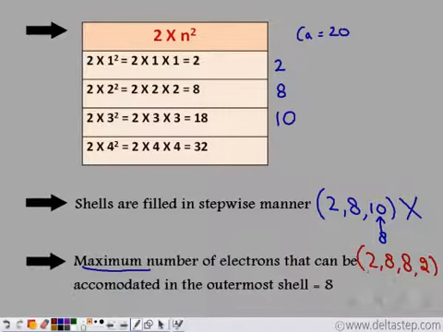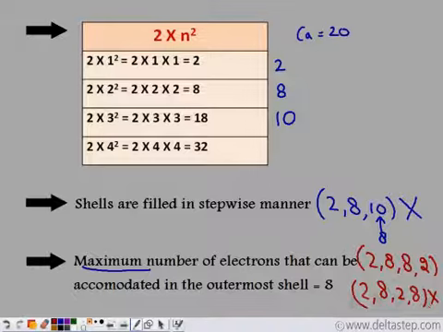Remember, we do not write 2, 8, 2, 8. Why? Because this is wrong. When we are distributing these 10 electrons, we do not give the third shell 2 electrons and the last shell 8 electrons. The shells are filled in a stepwise manner. So when we are filling electrons, we first have to give 8 electrons to the third shell. The remaining electrons go to the last shell. In this case, it has 10 electrons, so the third shell gets 8 electrons and the remaining 2 electrons go to the last shell. So this is the electronic configuration of calcium.